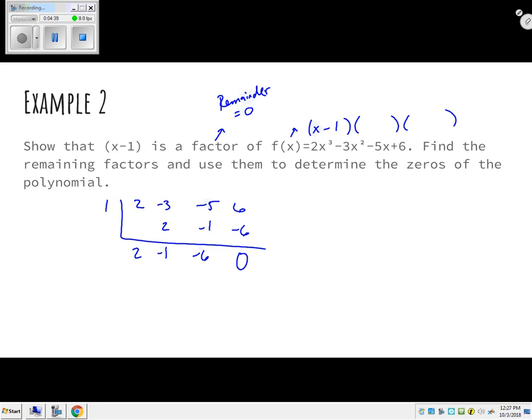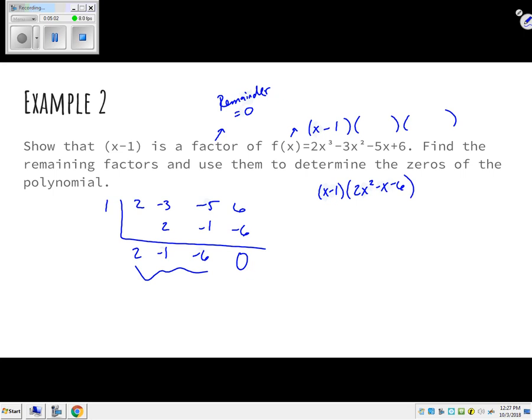So, before I can factor this all the way down, I'm going to rewrite my f of x. Still have the x minus 1. And what I can do is take this equation. This is called a depressed equation right here: 2x squared minus x minus 6. And I want to continue to factor this.